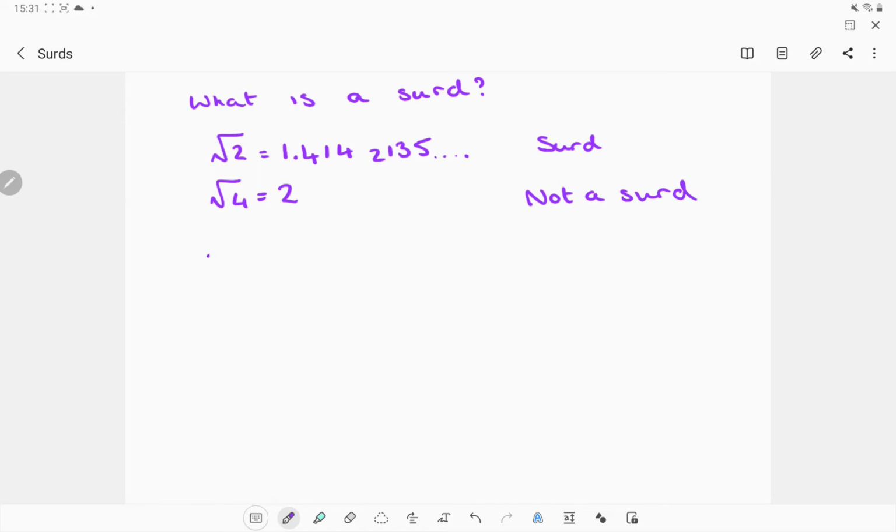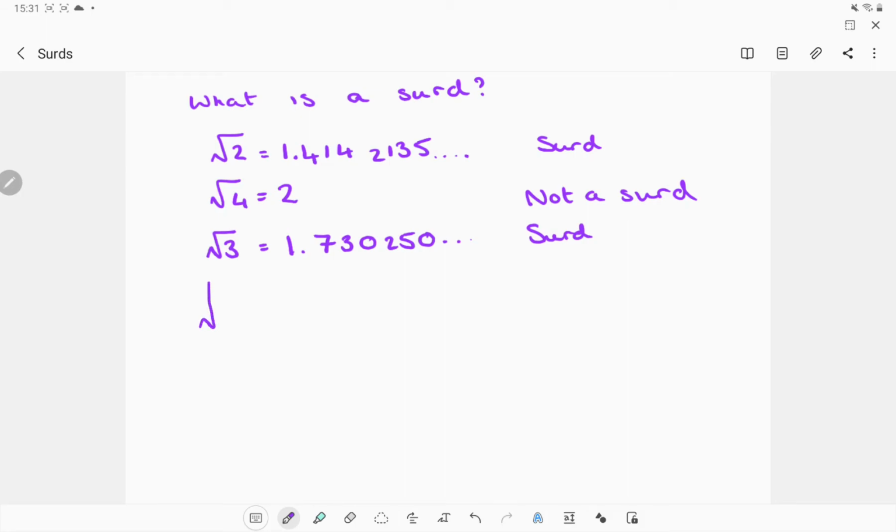Let's have a look at another one, the square root of 3. If you type this into your calculator, what will come out is 1.730250... And again, this is not going to repeat. So this is a surd.